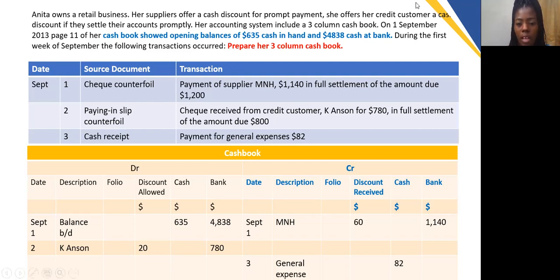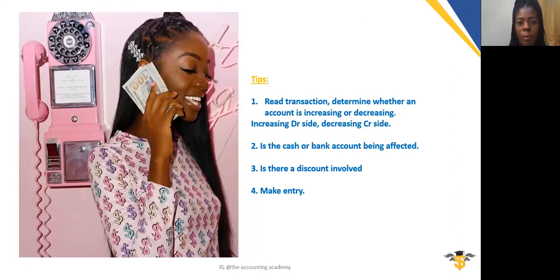Look with me to the right side of my cash book, where you're seeing you have the blue description, you have the description, folio, etc. So you're putting your date, you're putting your description. In this case, the description is who is the supplier she's paying, how much was the discount, and where was the money taken out from. So let me just give you some tips before we continue.